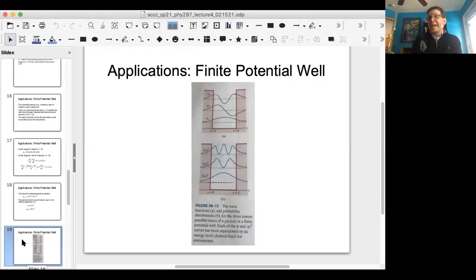I apologize. I had to pause for a little bit there. So you can see how the wave functions work, and then how the corresponding probability functions work. And we don't go into the full details of deriving these equations here. So if you take an advanced modern physics or quantum mechanics class, you will.